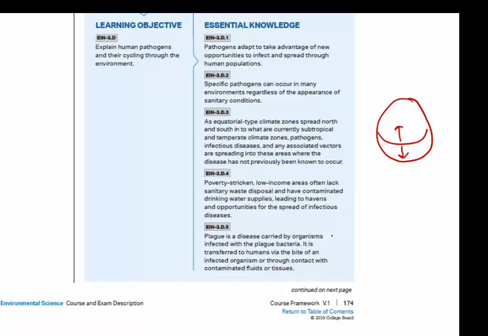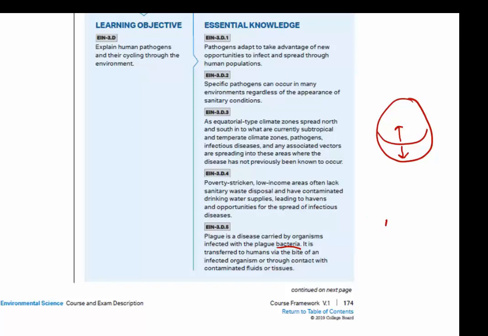And then the last thing on this page is plague is a disease carried by organisms infected with the plague bacteria. So it's important to know that the plague is a bacteria. It is transferred to humans via the bite of an infected organism like a mosquito or a rat or a bat, or through contact with contaminated fluids or tissues.